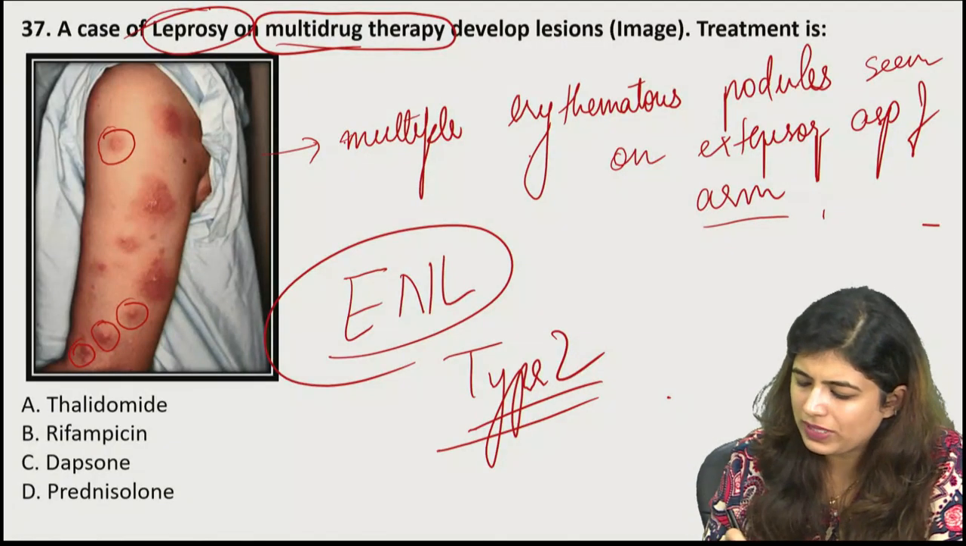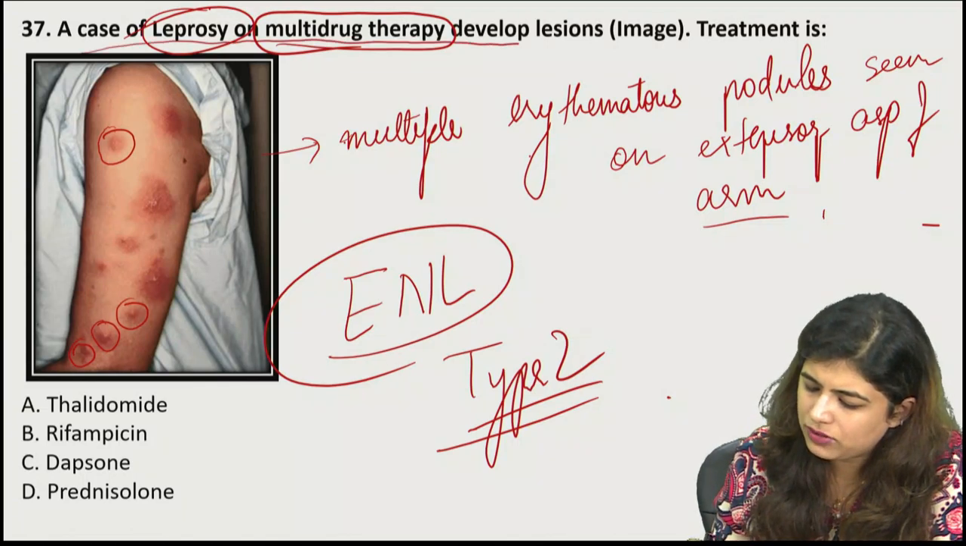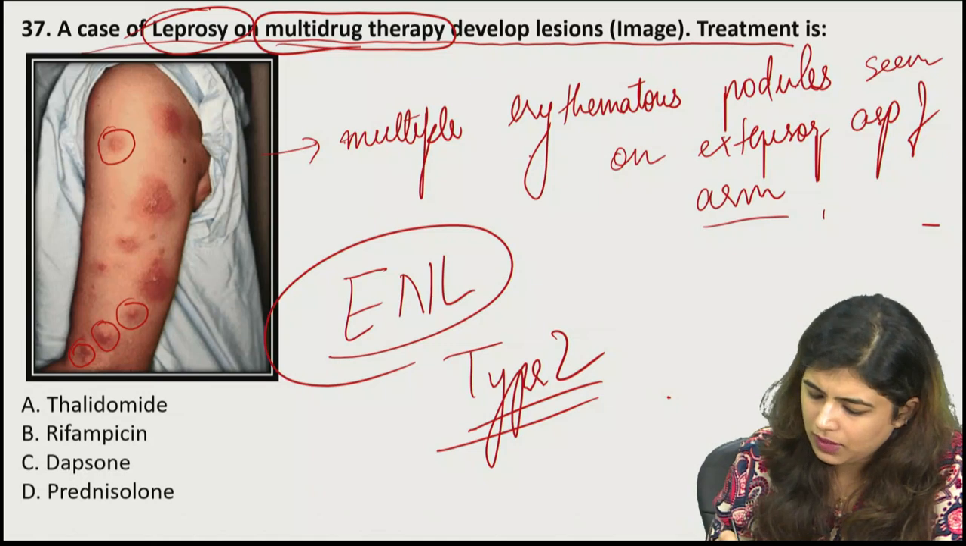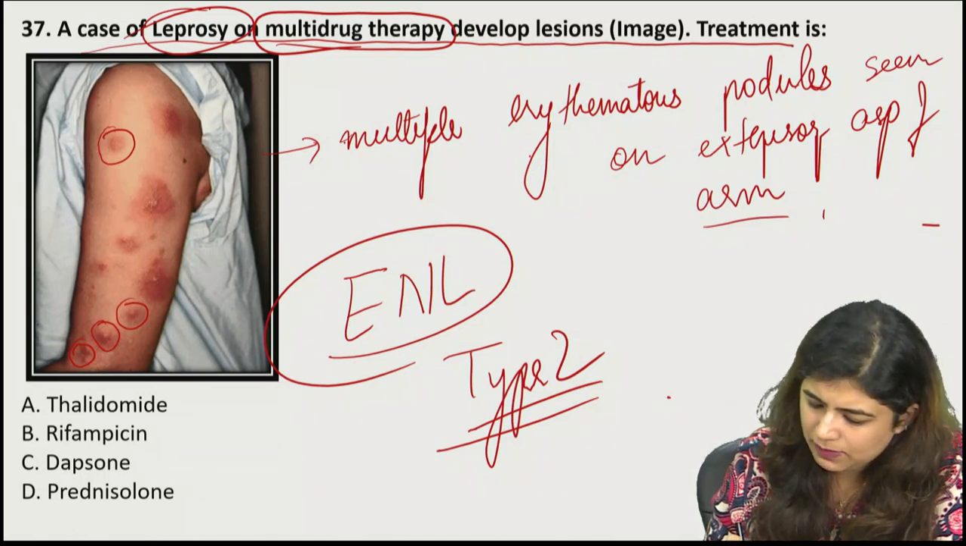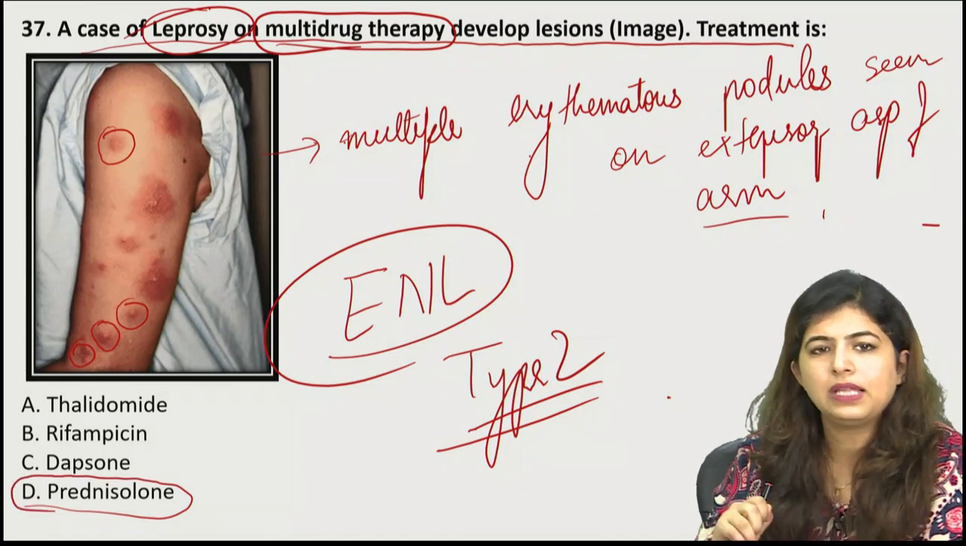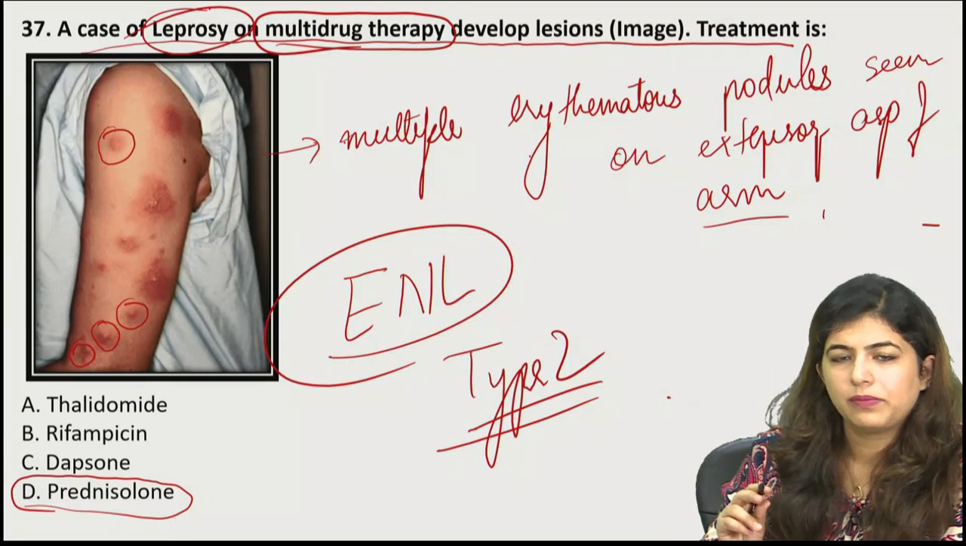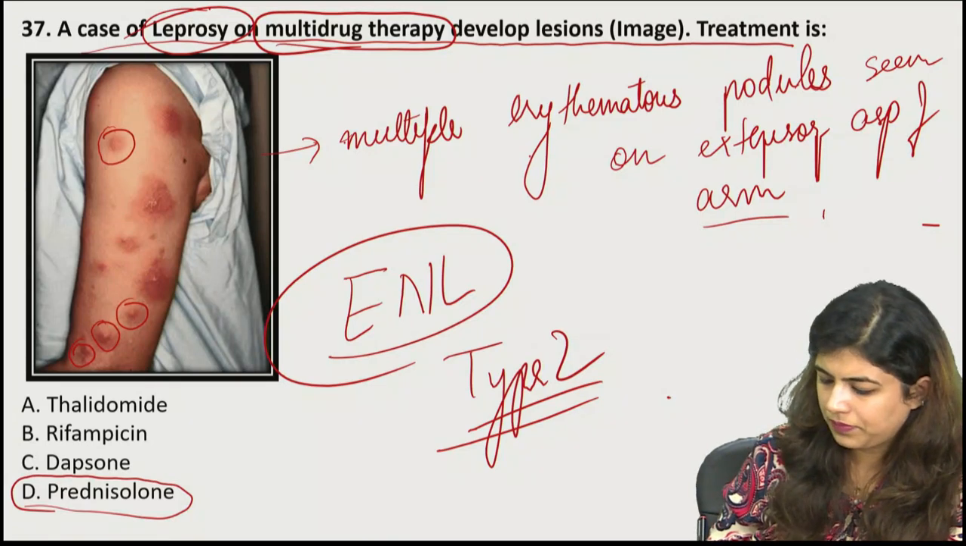So coming back to question number 37, a case of leprosy on multi-drug therapy, treatment thalidomide is my option, but the best answer is prednisolone. Okay? The best answer is prednisolone.